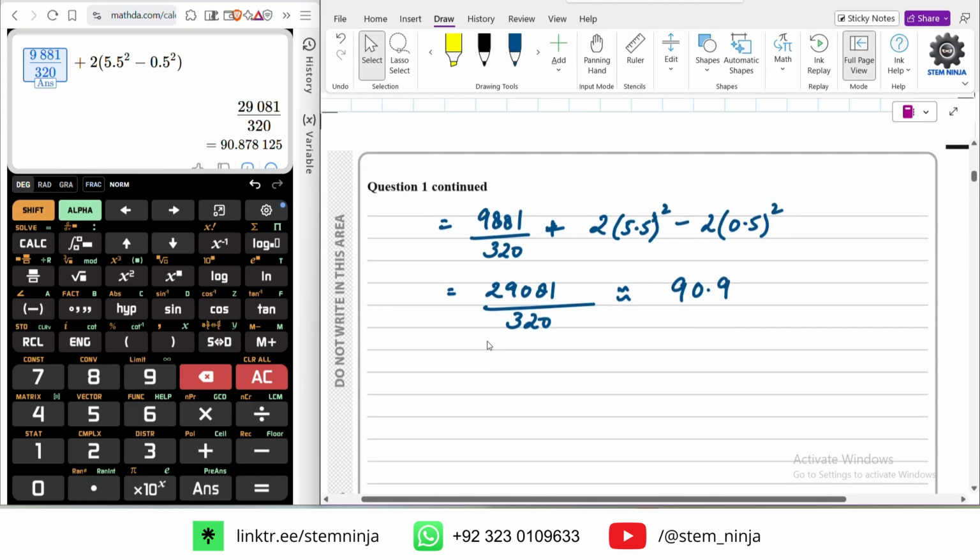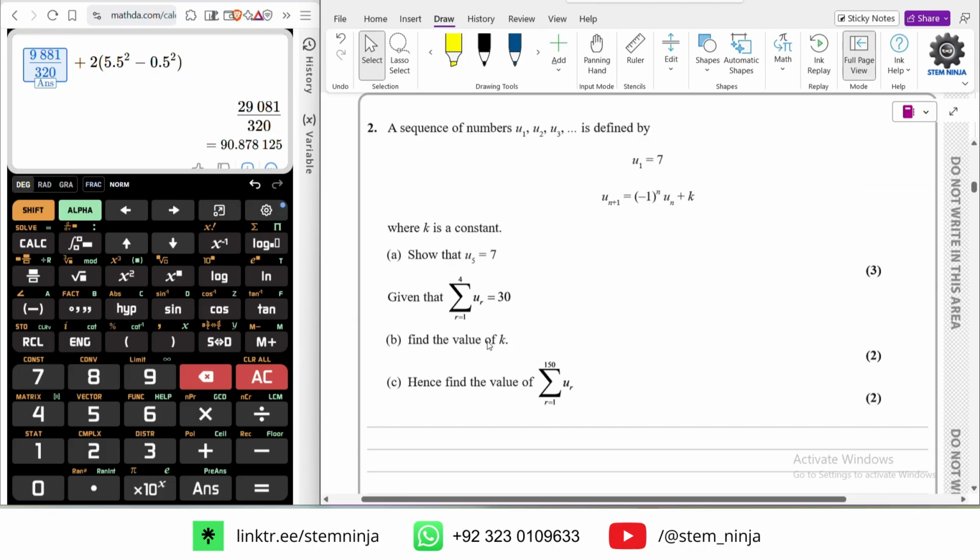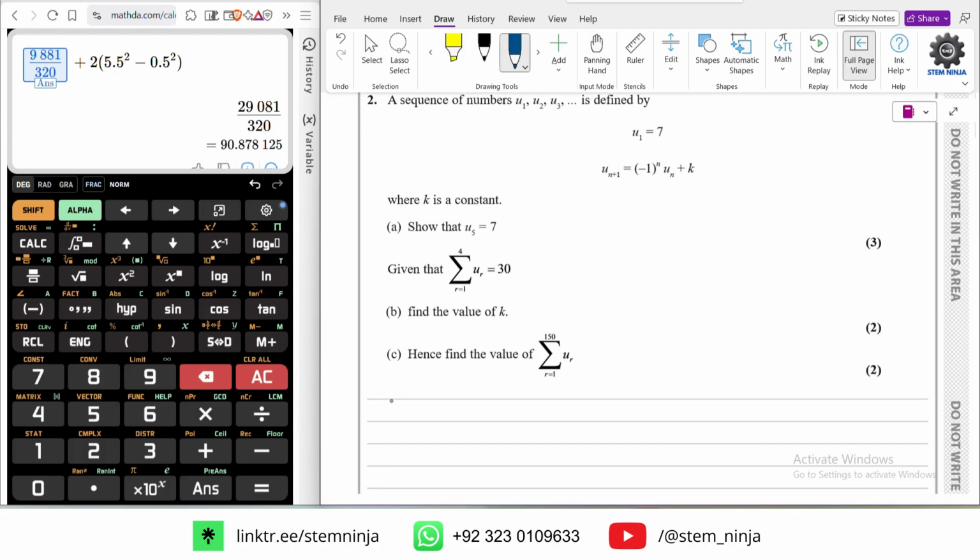Now on to question number 2. Question number 2. A sequence of numbers u1, u2, u3 is defined by u1 equal to 7 and u(n+1) is this, where k is a constant. Show that u5 is 7. Okay. So what we do over here is we go from u1. We need to figure out the other ones also.